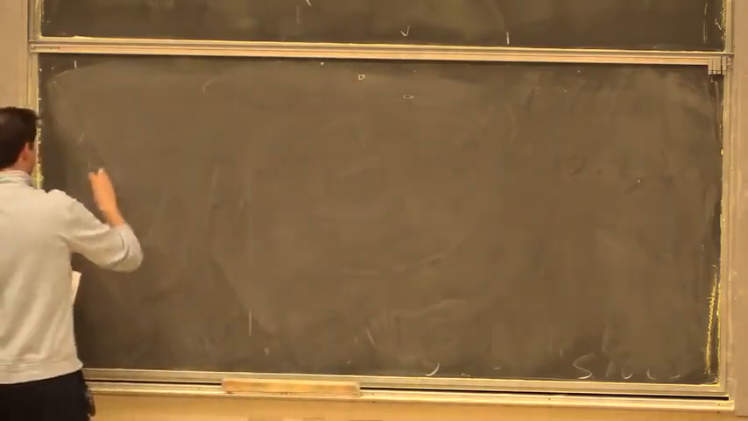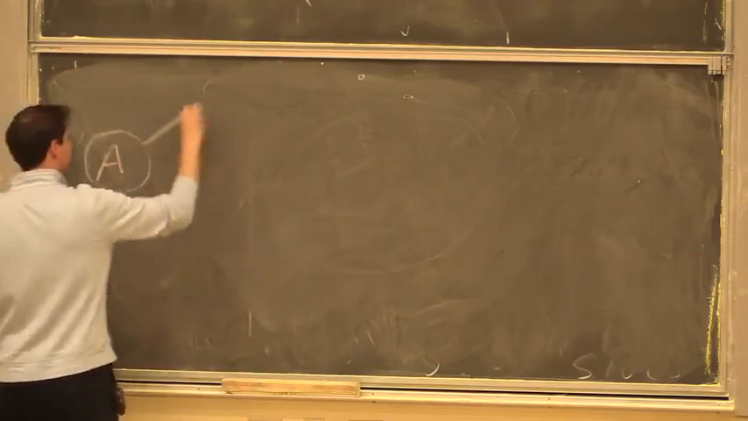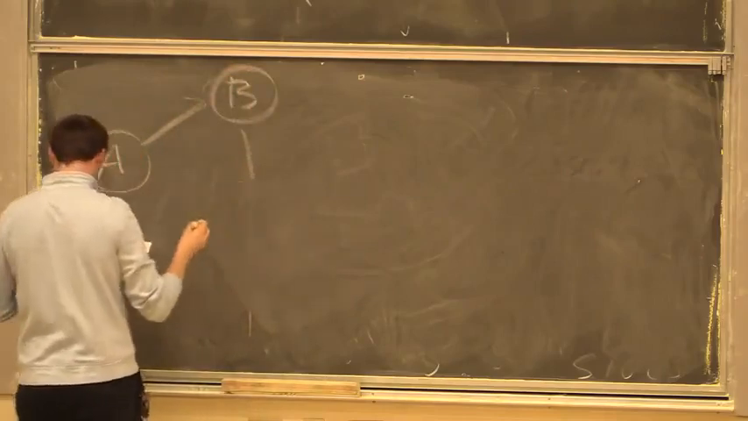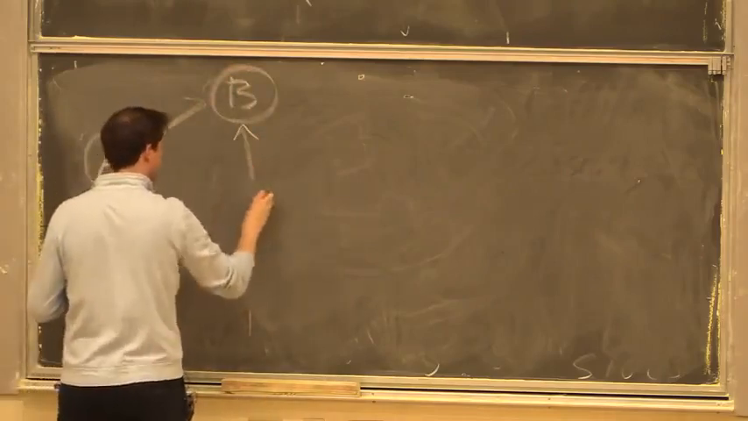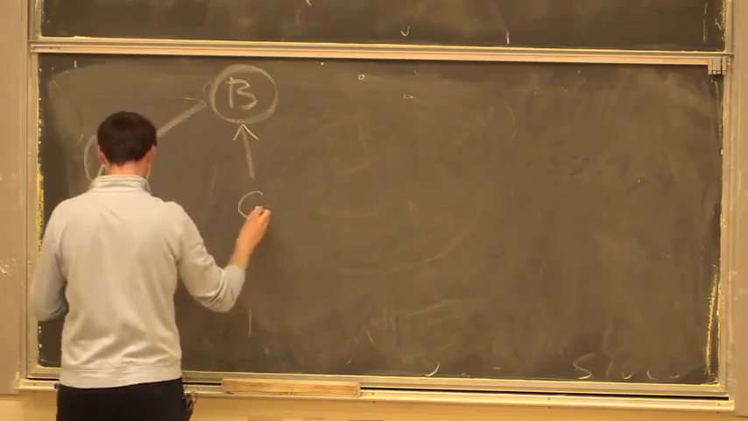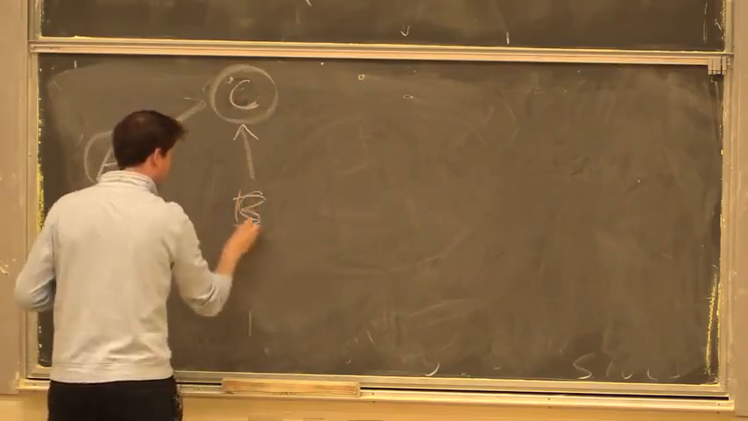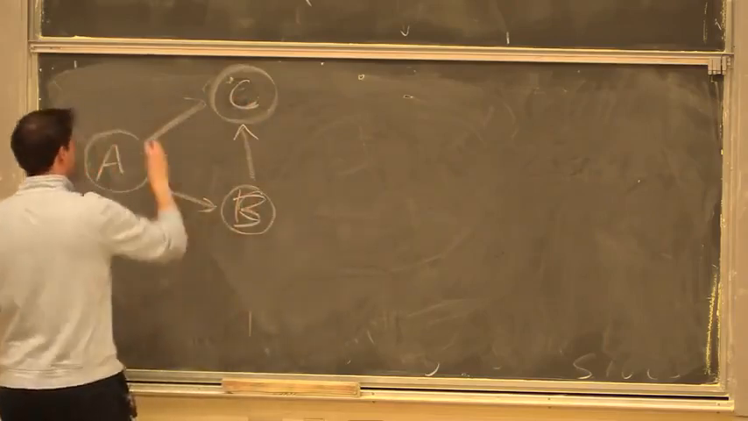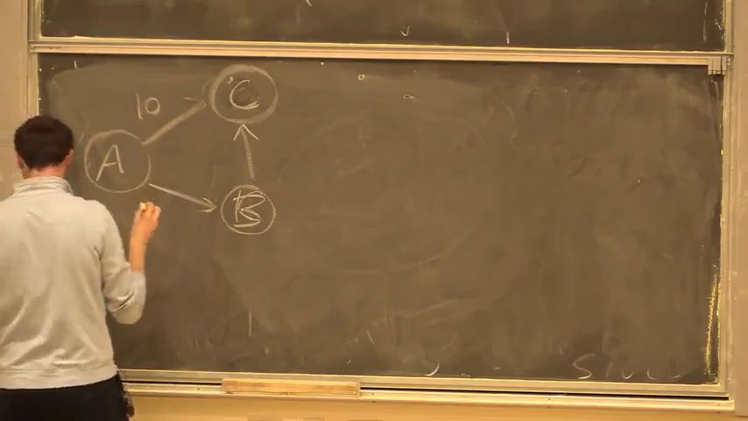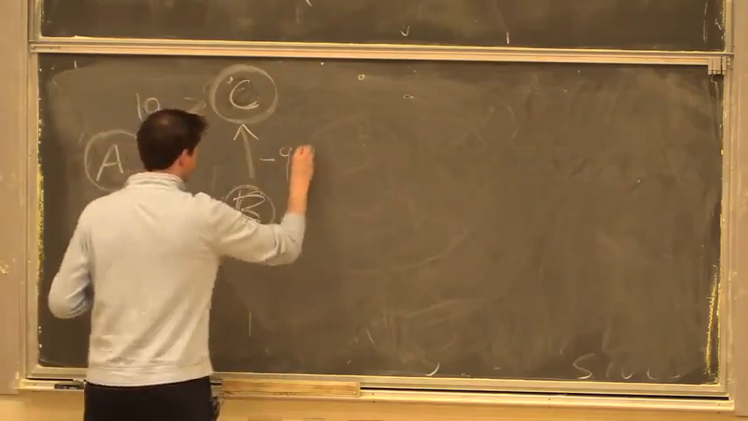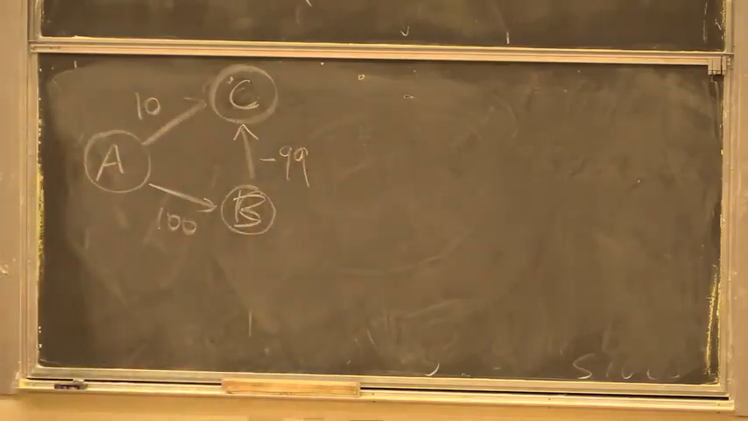So if we look at this graph, C, B. Let's say here we have, I don't know, 10, 100, and minus 99. Okay? So notice that first there is no negative cycle. In fact, there's no cycle.